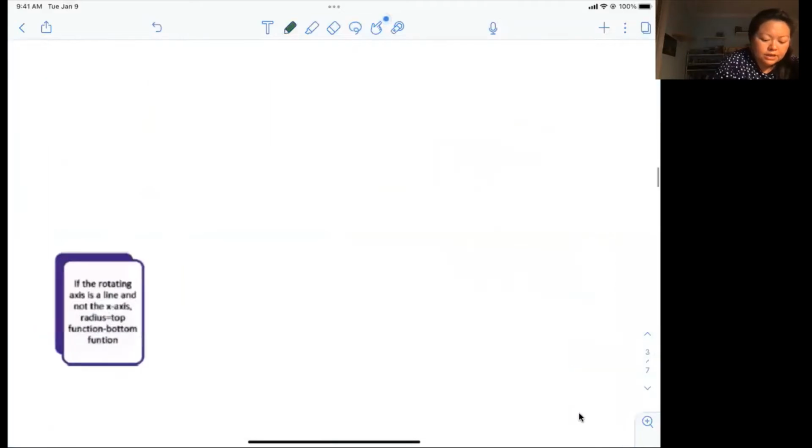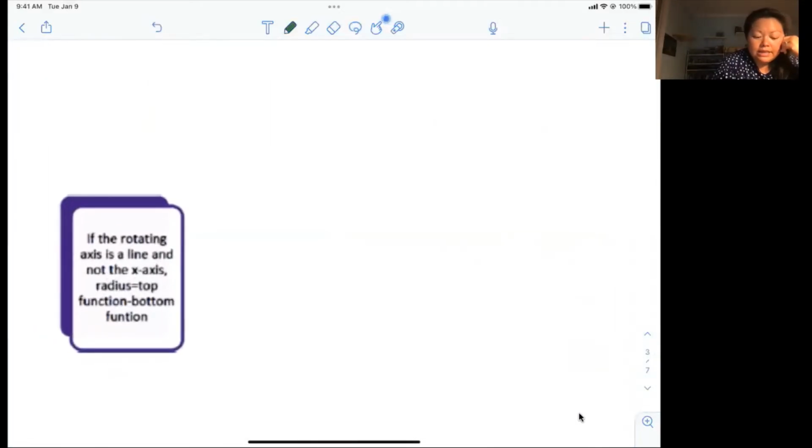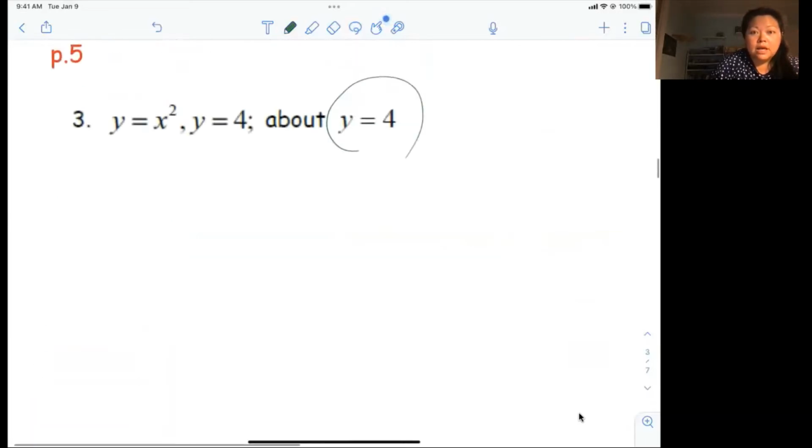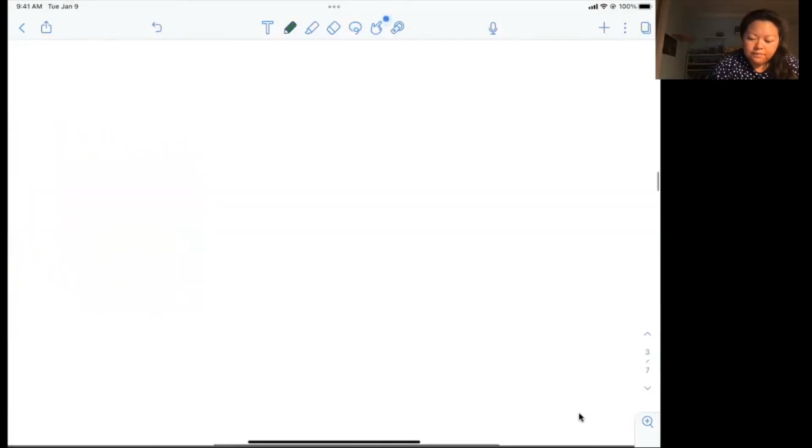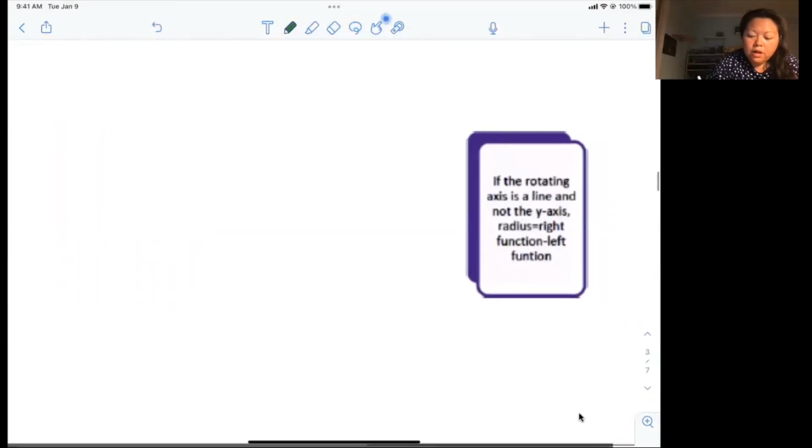So I give you a little hint here. It says that the rotating axis is a line, not the x-axis. So it's a line right here, like it says y equals 4. Then your radius is going to be a top function minus a bottom function, right? If you're rotating along a line that's not the y-axis, it's going to be a right function minus a left function. Exactly like I promised, when we're dealing with area, we have top minus bottom and right minus left once again, okay?